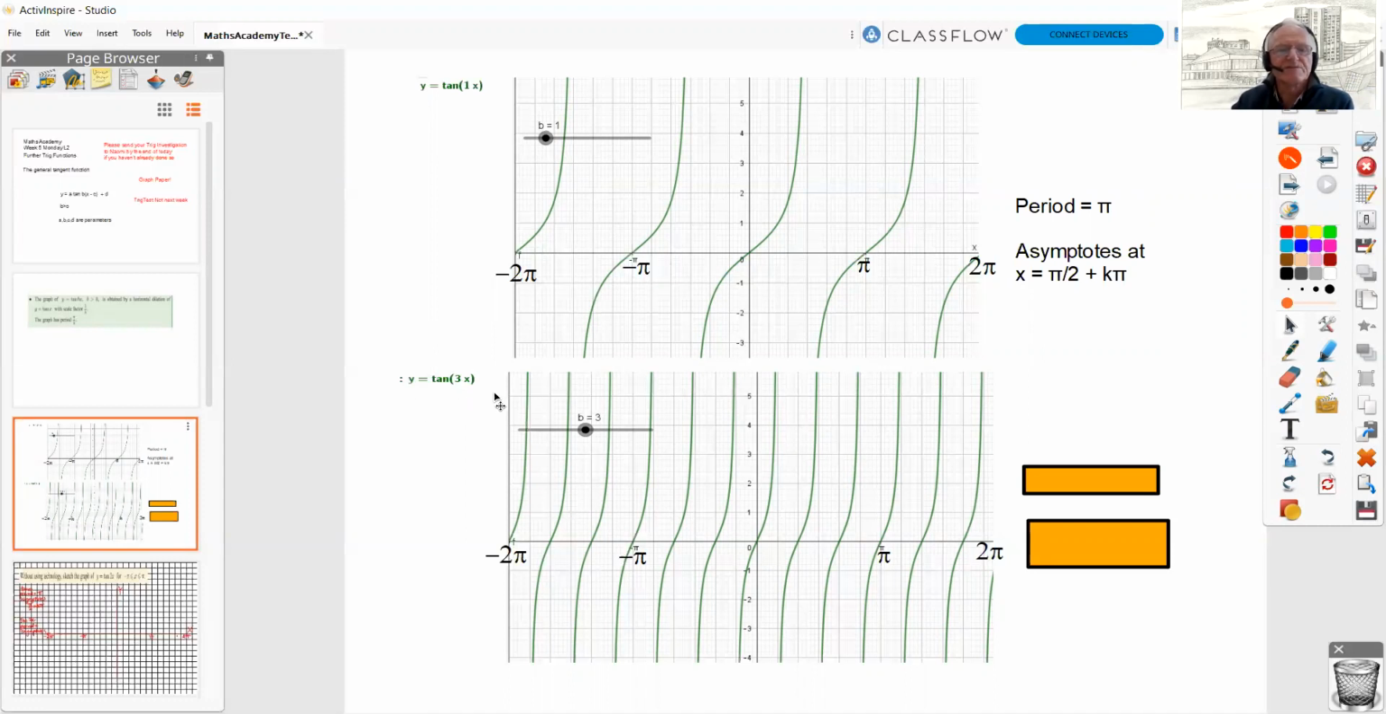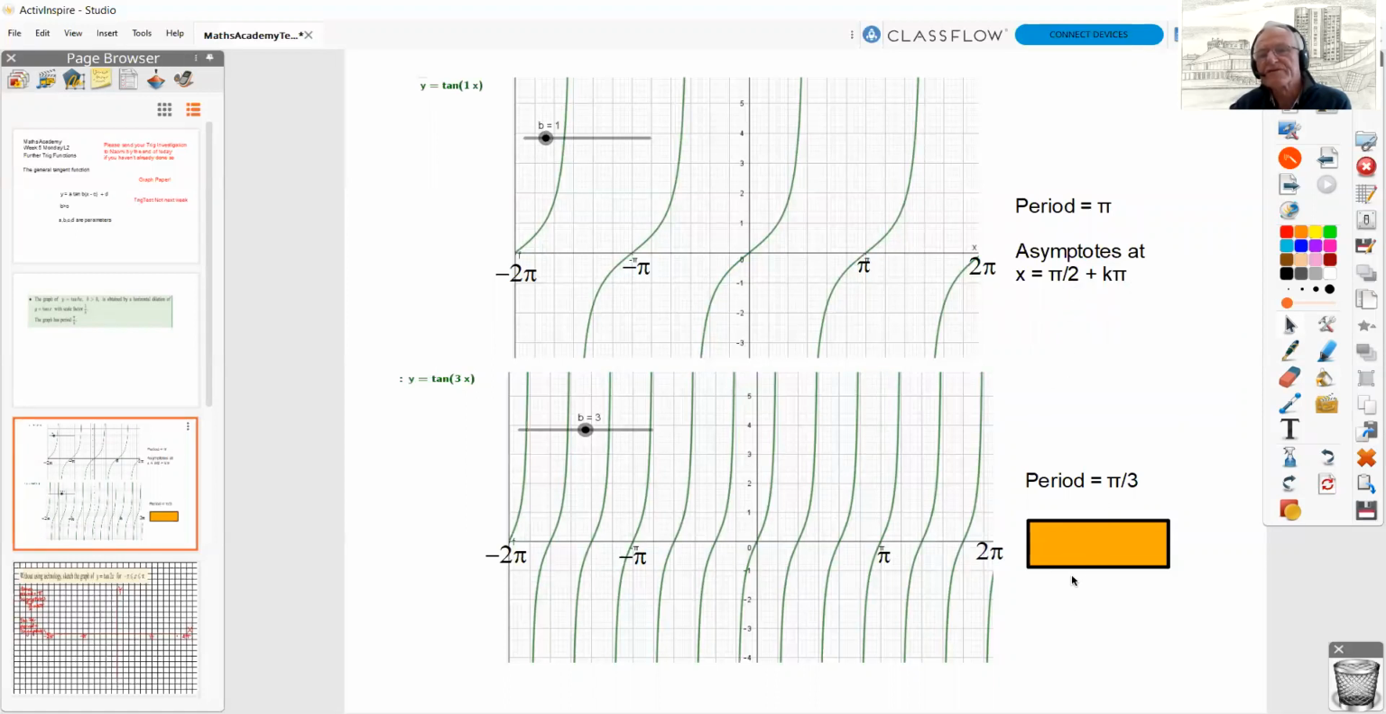And I've just got Desmos here to plot tan of 3x. And now you can see there are 1, 2, 3 complete cycles in pi. So the new period is pi on 3. Pi divided by the number here, of course. And now the asymptotes, well, you can just find where the asymptotes are by dividing each of these by 3.